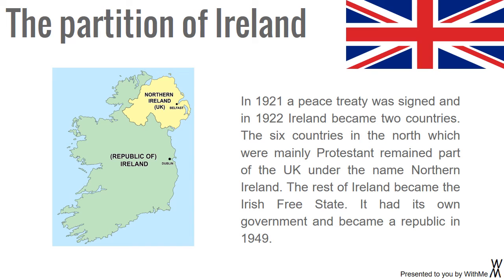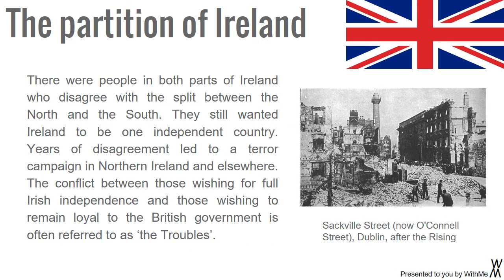It had its own government and became a republic in 1949. There were people in both parts of Ireland who disagreed with the split between the north and the south. They still wanted Ireland to be one independent country. Years of disagreement led to a terror campaign in Northern Ireland and elsewhere. The conflict between those wishing for full Irish independence and those wishing to remain loyal to the British government is often referred to as the Troubles.